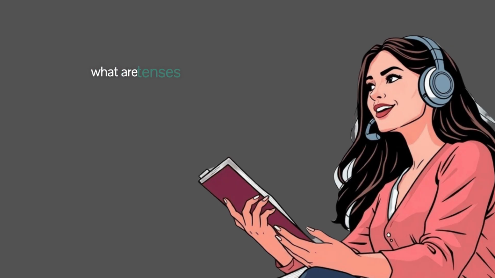What are tenses? In English, tenses tell us time. They tell us when something happens. We talk about the present, the past, and the future. Today, we will learn the most important tenses with easy examples.